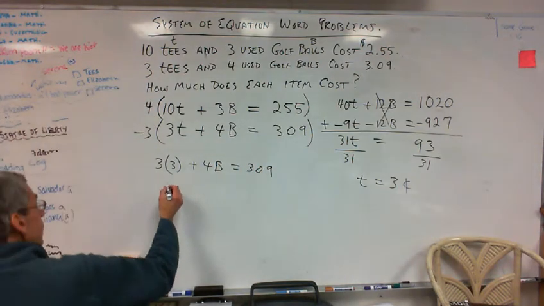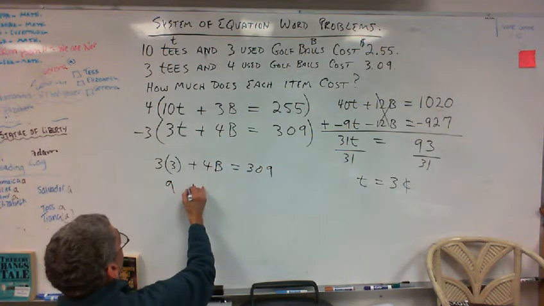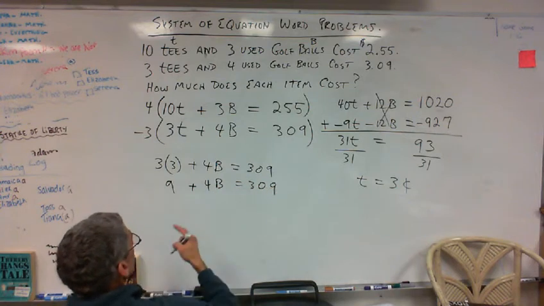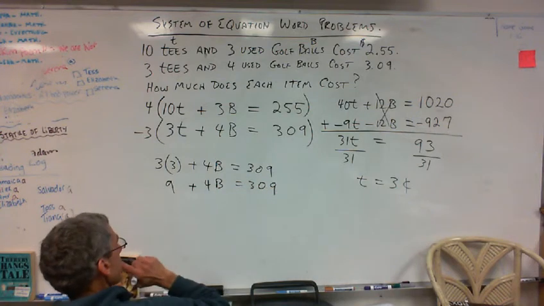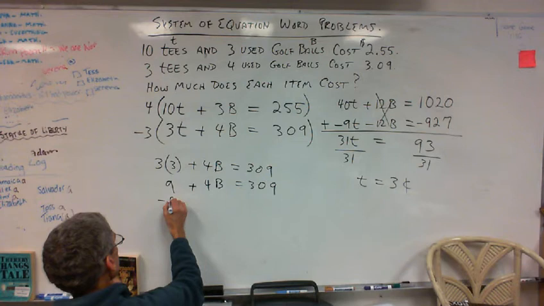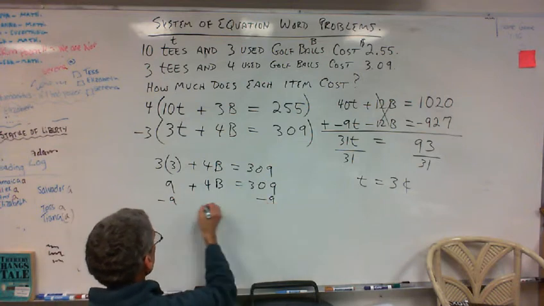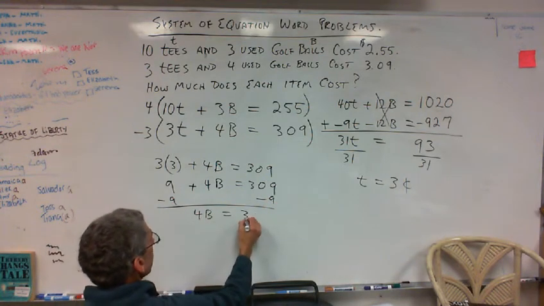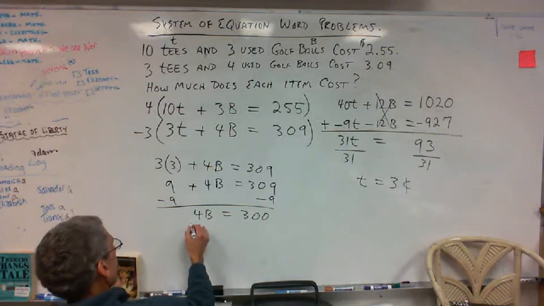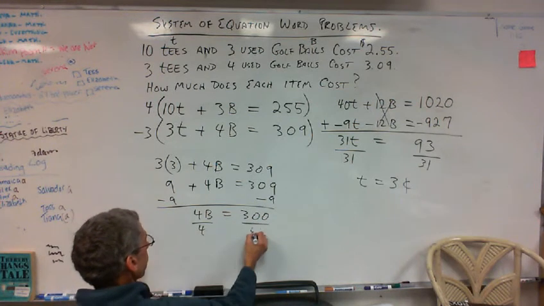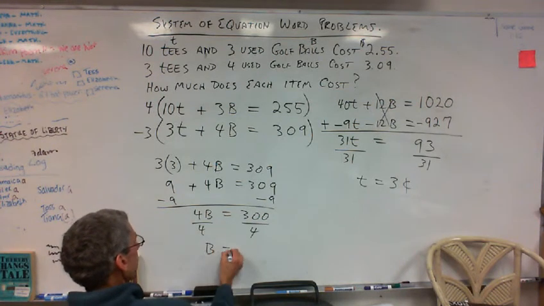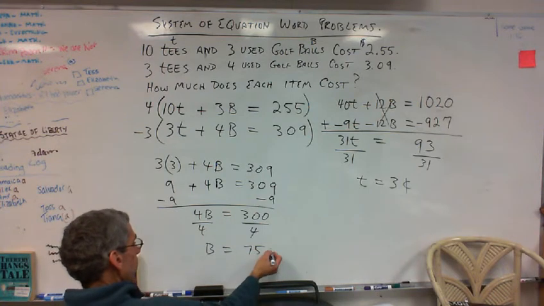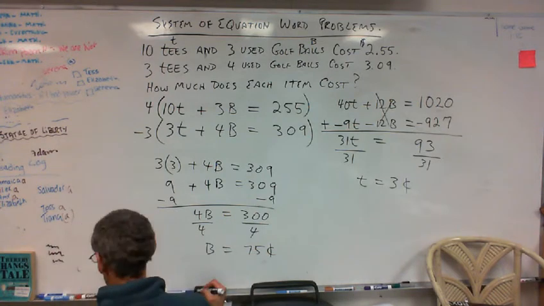All right. So 9 plus 4b is equal to 309, right? What would I do now? Minus 9. Oh, that's easy. Look at that. 4b is equal to 300. Ooh, that's easy. So now I'm going to divide by 4. 75. So now we're still talking cents.